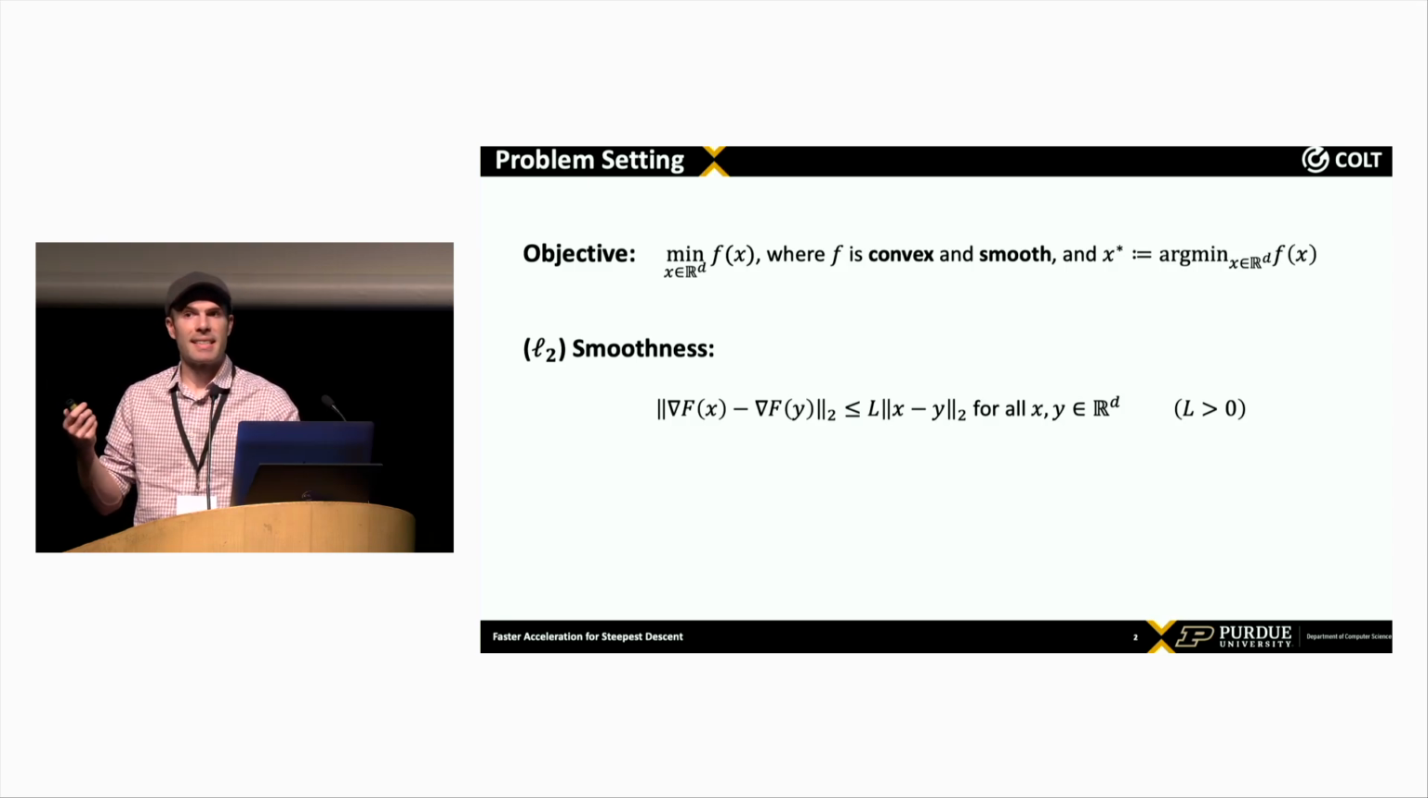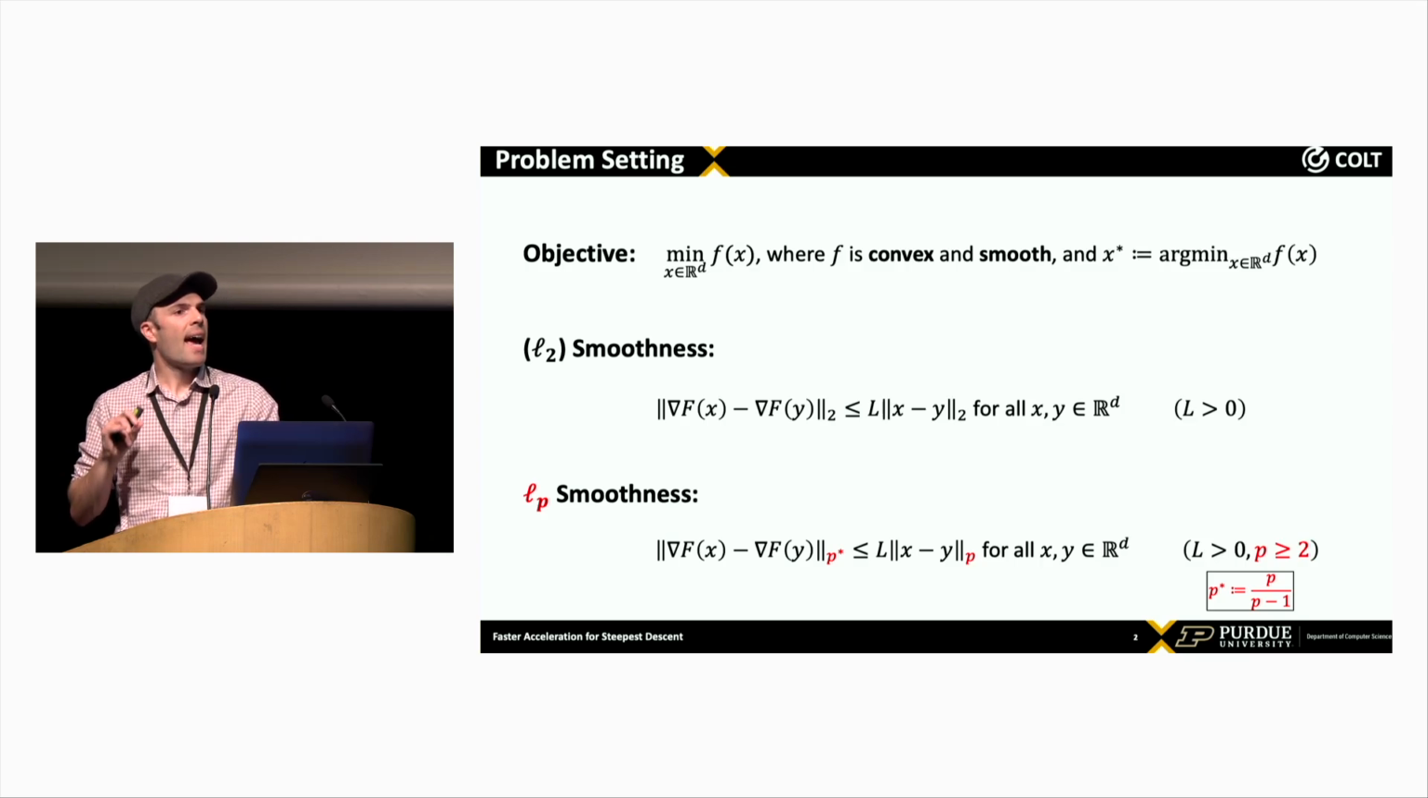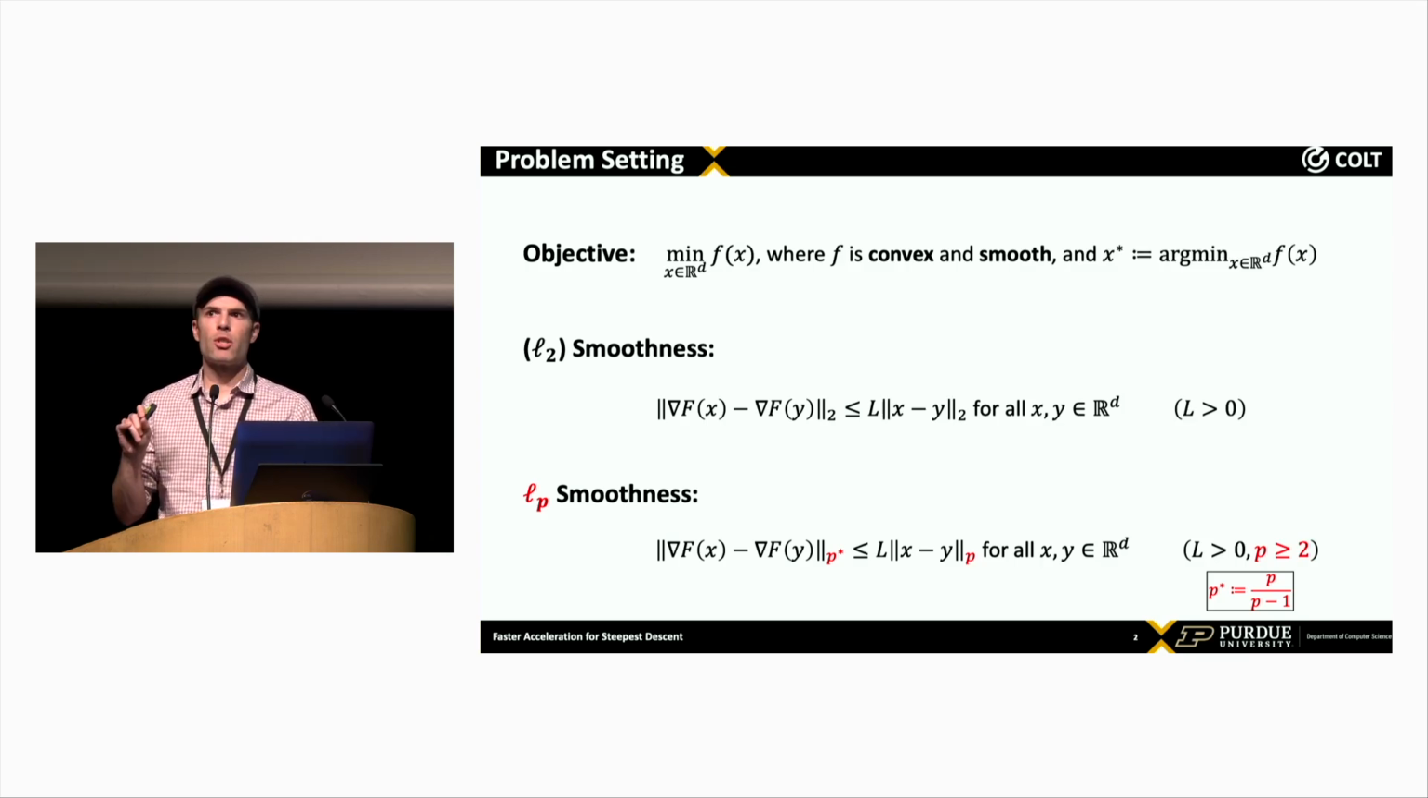But of course, this can be generalized, as seen in the previous talk. And specifically, we can have smoothness with respect to more general norms, where the norm is on the right and the dual norm is on the left. And in this talk, we're going to focus especially on the case where we have smoothness with respect to some p norm. Right? And again, I've denoted p star as just the dual of p.